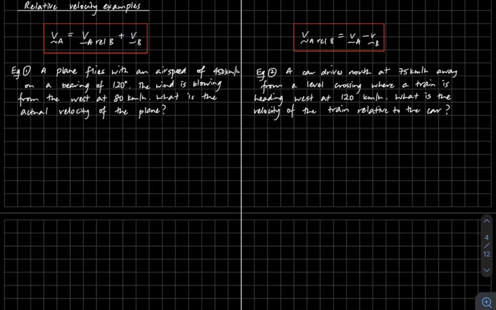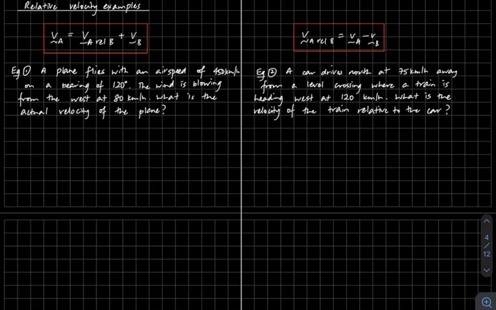So let's think about example 1. A plane flies with an airspeed of 450 kilometers an hour on a bearing of 120 degrees. The wind is blowing from the west at 80 kilometers an hour. What is the actual velocity of the plane?